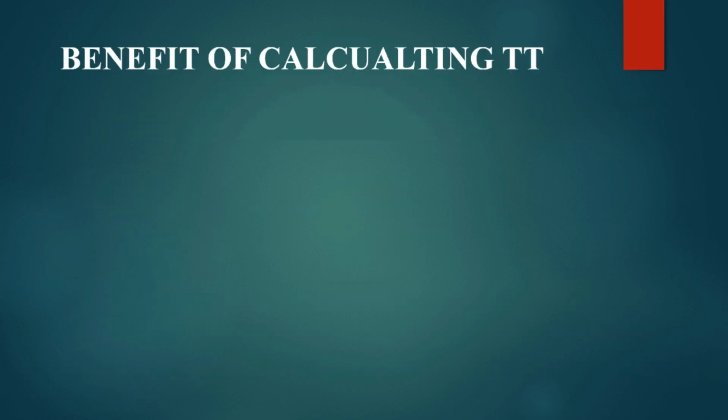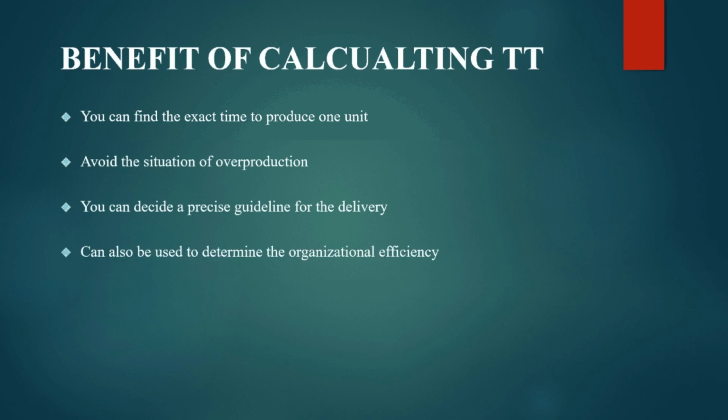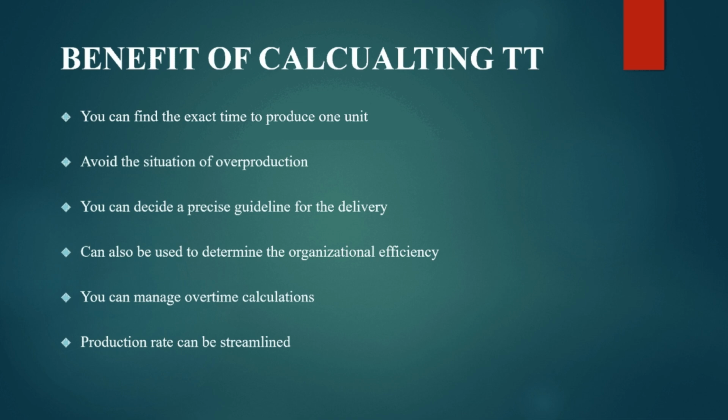Now, what are the benefits of calculating the takt time? You can find the exact time to produce one unit. You can avoid the situation of overproduction. You can decide a precise guideline for delivery. It can also be used to determine the efficiency of your organization. You can manage the overtime calculations. Production rate can be streamlined. Takt time is the basis of setting up the line.